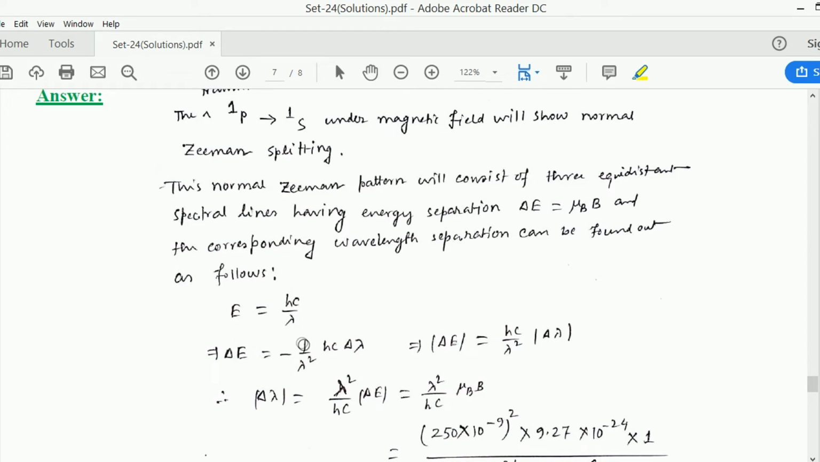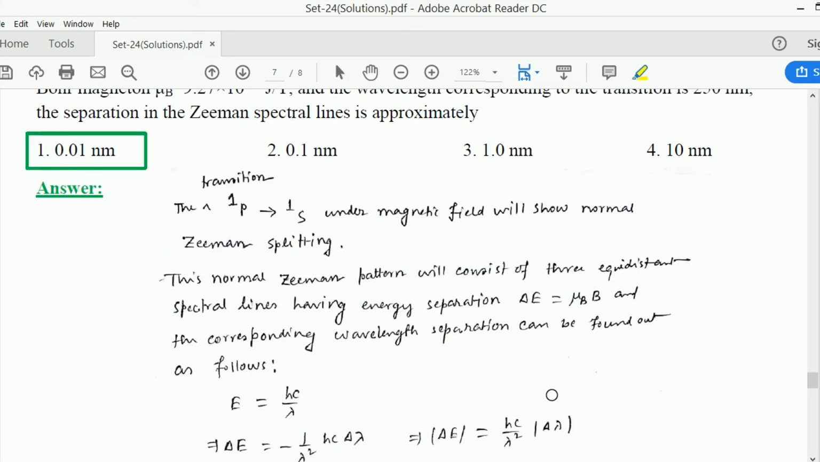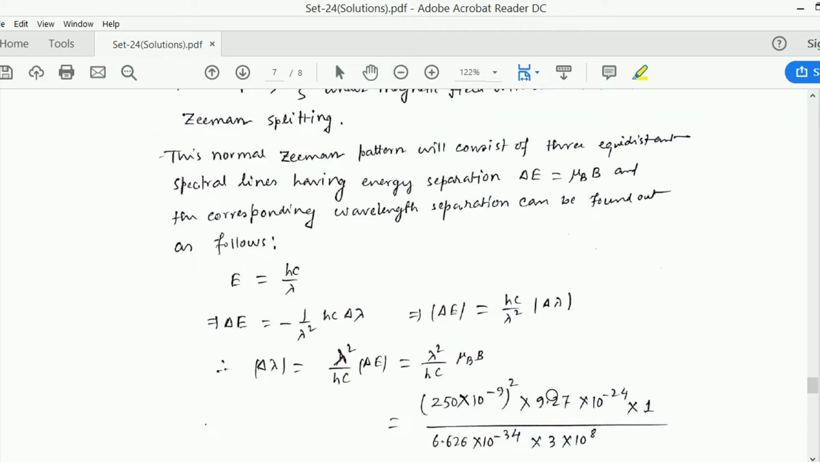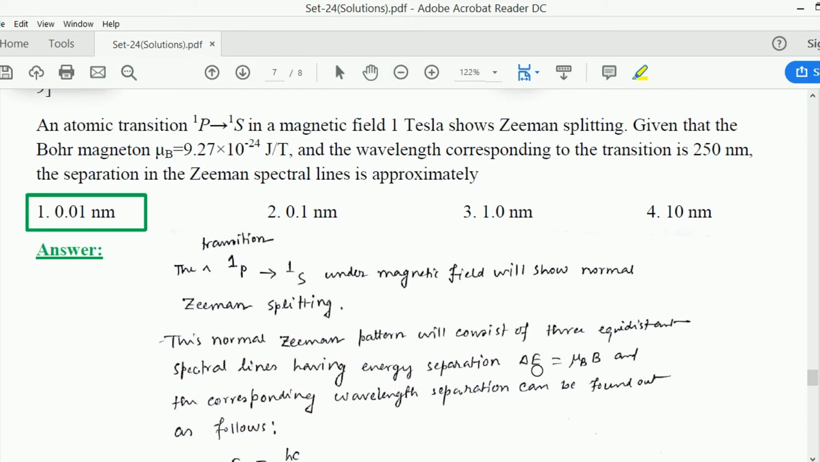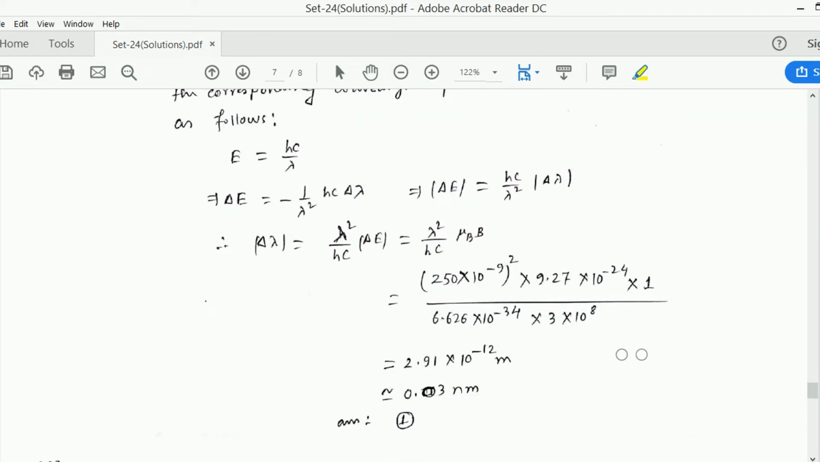E equals hc by lambda, so delta E equals minus 1 by lambda square times hc times delta lambda. Therefore delta E equals hc by lambda square into delta lambda. Therefore delta lambda equals lambda square by hc into delta E. Now everything is given: lambda is given, hc we know, mu_B is given, B is given, so we just put the values and we get the answer 0.03 nanometer.